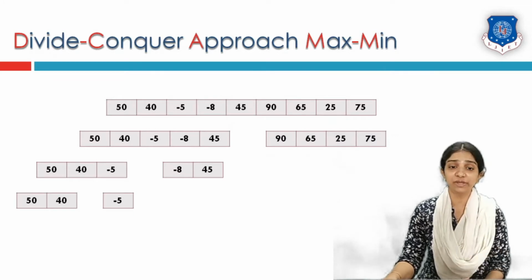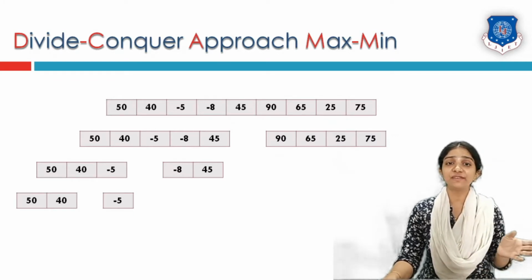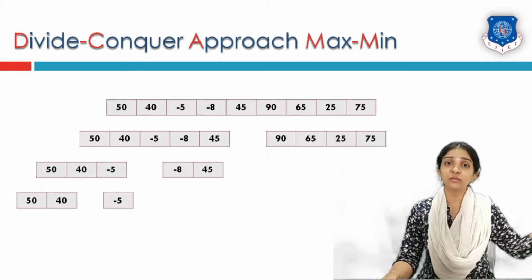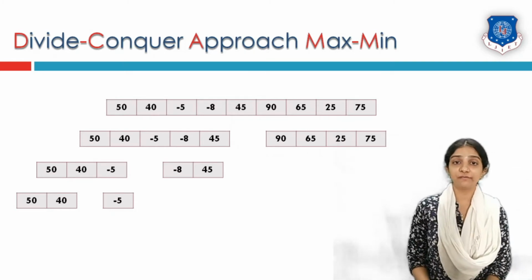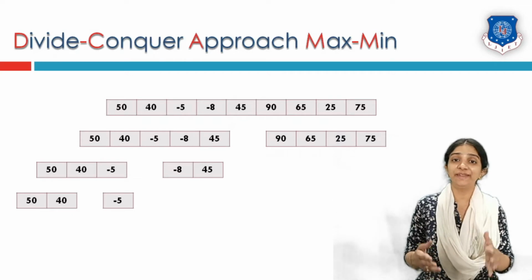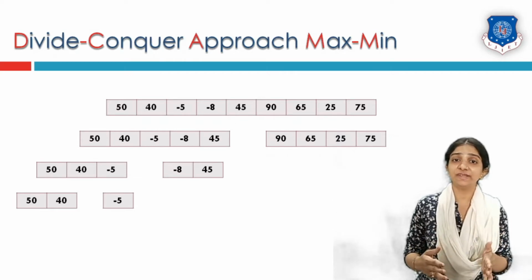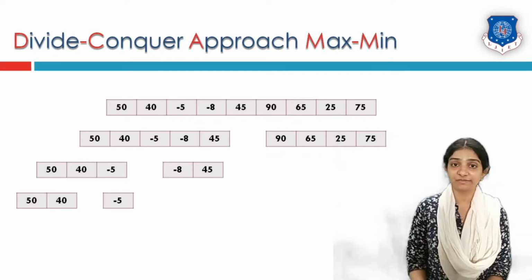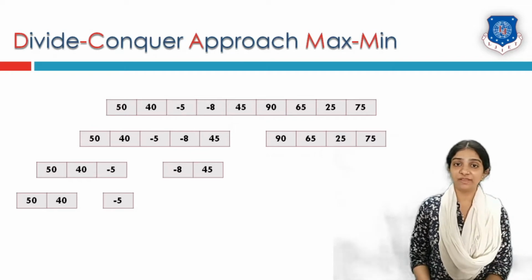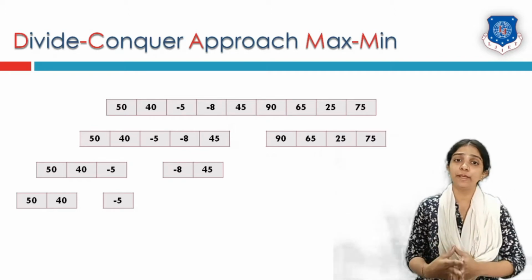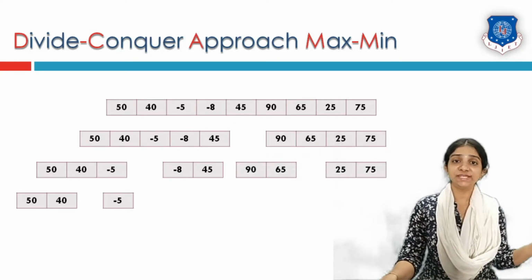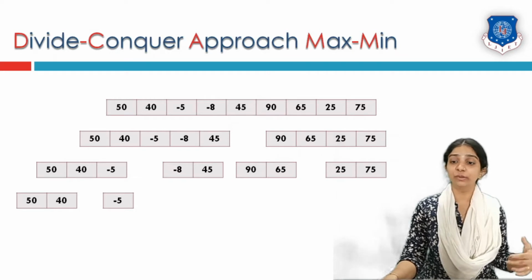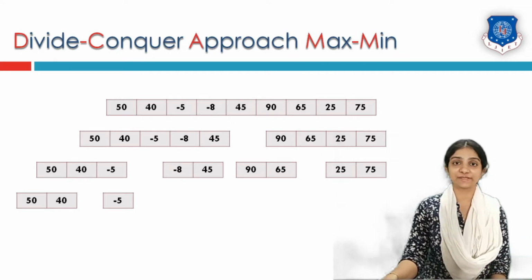Now in this particular case, my left side sublist is containing either two or one element. So let us move towards the right hand side. Towards the right sublist, there are four elements, so we also need to divide them so that each sublist contains minimum one or two elements. So there are in total four elements. We will divide them into halves from the middle. So it will get divided into 90 and 65, and another list will be 25 and 75 respectively.